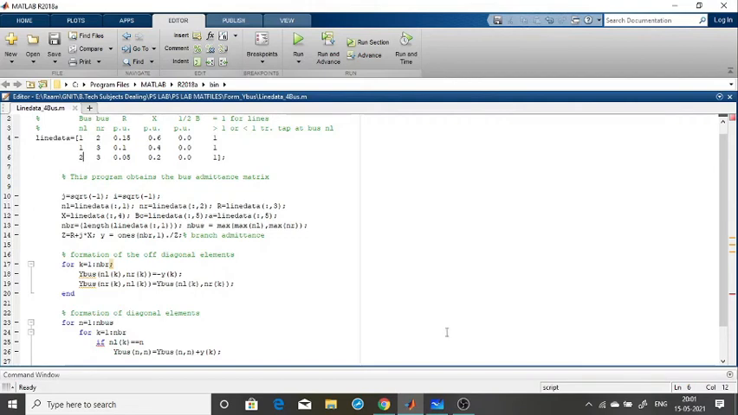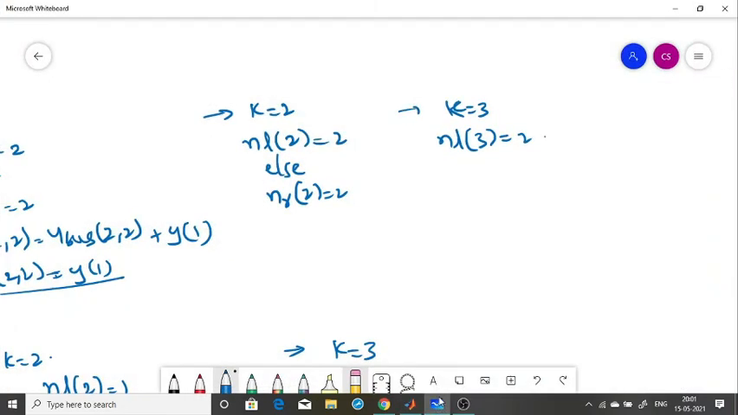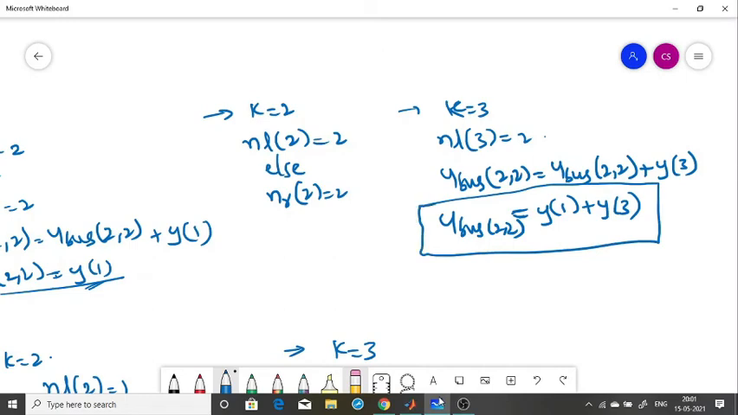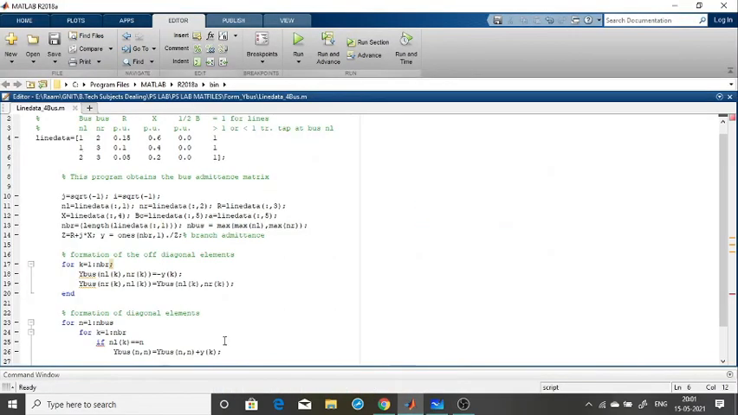Yes, it is 2. If it is 2, then it will start calculating Y bus of 2,2 equal to Y bus of 2,2 plus Y of, what is that element? 3. So Y bus of 2,2 is already there, Y of 1, that means Y of 1 plus Y of 3. So this is the way how the Y bus is going to be calculated by using the program.